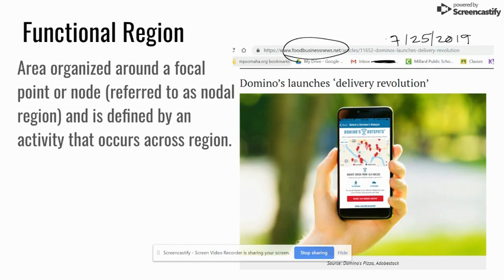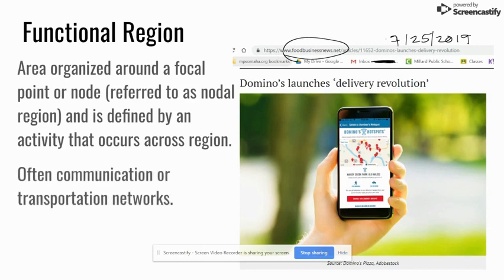We can also look, though, at functional regions, maybe at more of a local scale. I usually like to think of functional regions dealing with communication or transportation networks. We also know, however, that functional regions could be political, it could be economic. Maybe you're looking at the functional region of a Macy's department store, and that would be where the Macy's services, right? So, how many people are going to come to that Macy's store to buy goods?